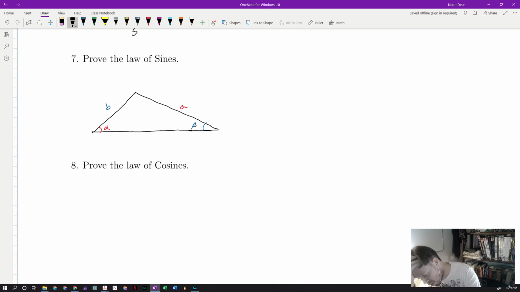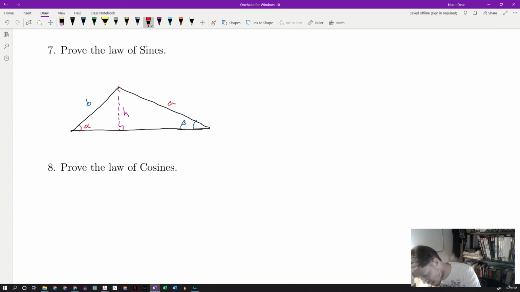And then I'm going to draw a vertical like this. So this is H. That height, where we have a 90-degree angle there. So from this, I know that sine of alpha equals the opposite in the right triangle is H over the hypotenuse is B. And rewriting this, I get H equals B times the sine of alpha.